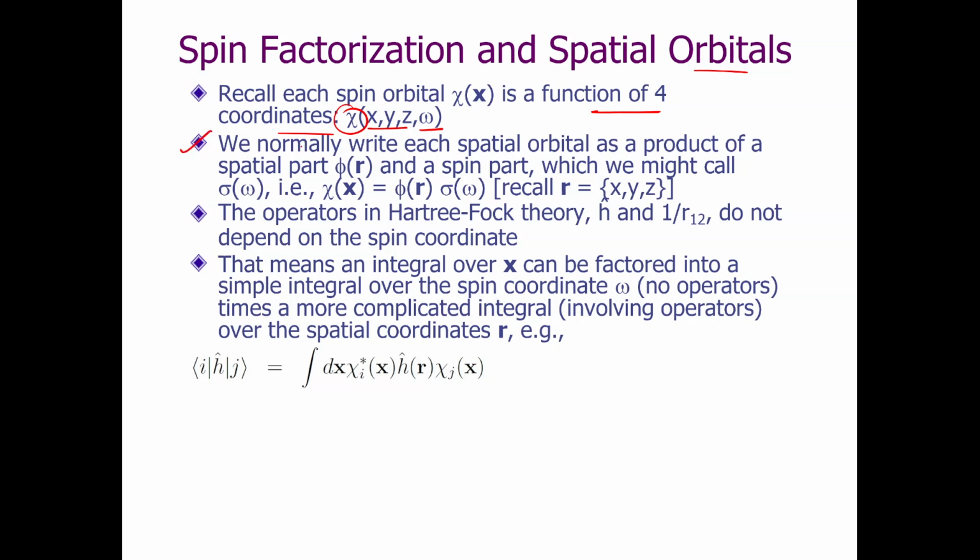So we normally write each spin orbital as a product of a spatial part phi of r and a spin part, which we might call sigma of omega. And actually, there are two things like this, that is alpha and beta. And the operators in Hartree-Fock theory, H and 1 by R12, do not depend on the spin coordinate. That is obvious because in H you have the electronic spatial coordinates, the p square by 2m term. So there is no spin part there, and 1 by R12.